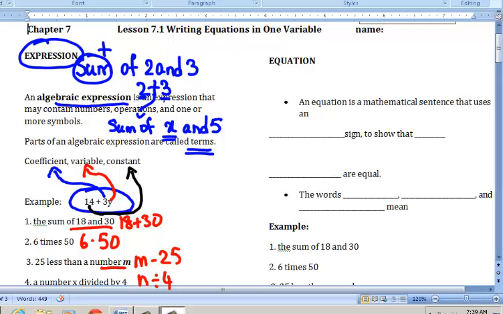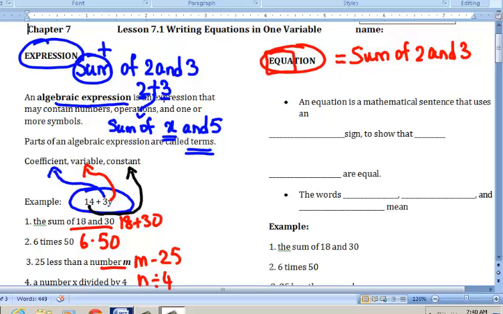An equation is similar except that it has an equal sign. So this equation has the word equal in it, so it includes the word or the symbol equal to in it. For example, they will give you the same expression, sum of 2 and 3, but then this time they are going to say sum of 2 and 3 is 5. So this right here is the equal to sign, and that's what makes it an equation.